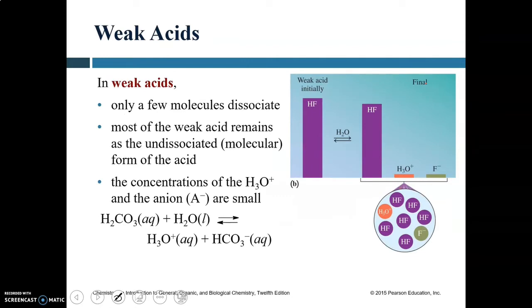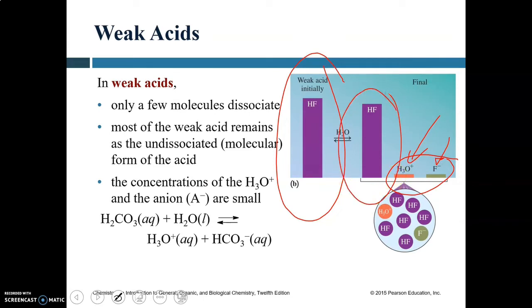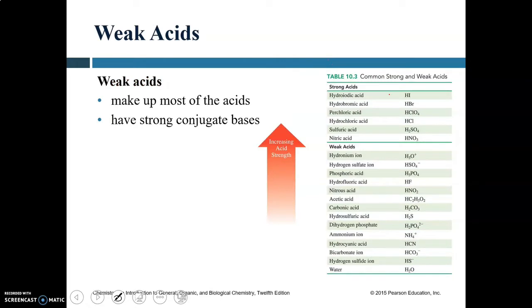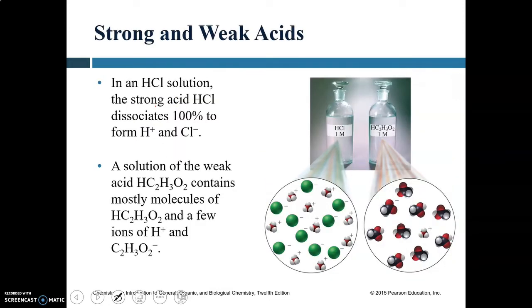So in weak acids, only a few molecules dissociate, resulting in few ions, hydronium ion and fluoride anion, but most of the acid exists in the molecular form. So most acids are weak, and their conjugate bases are considered to be strong.